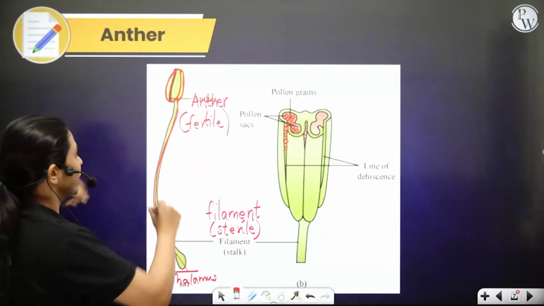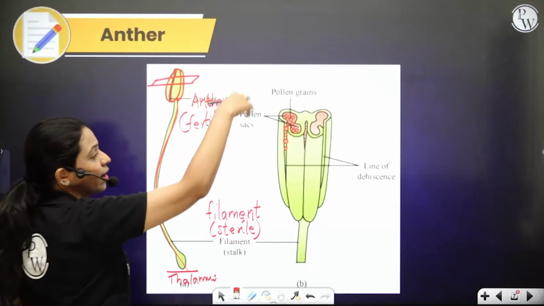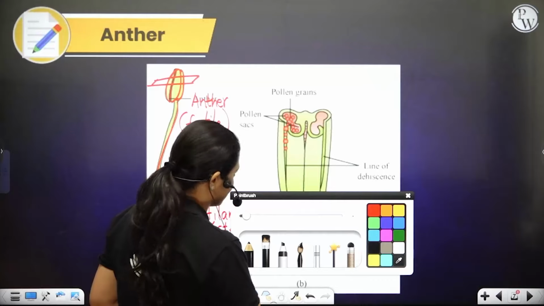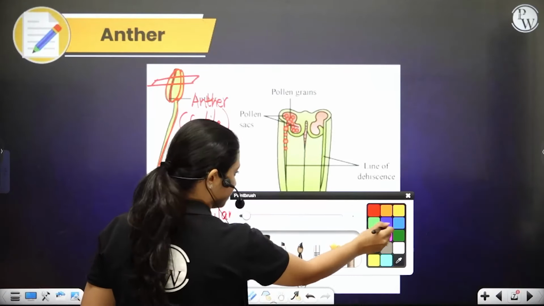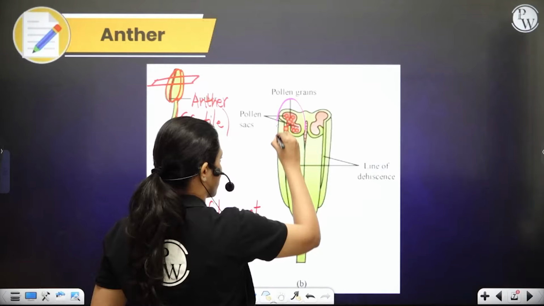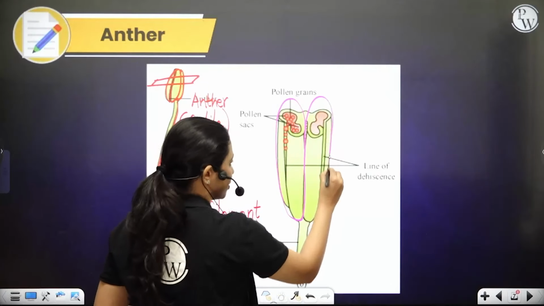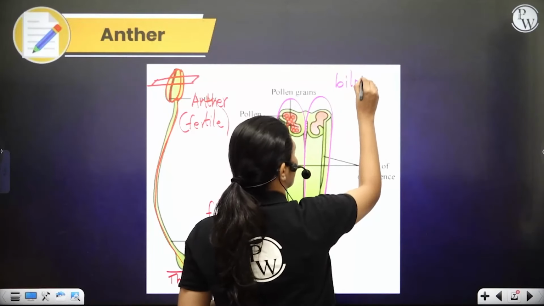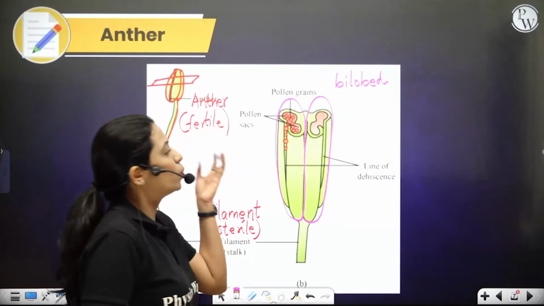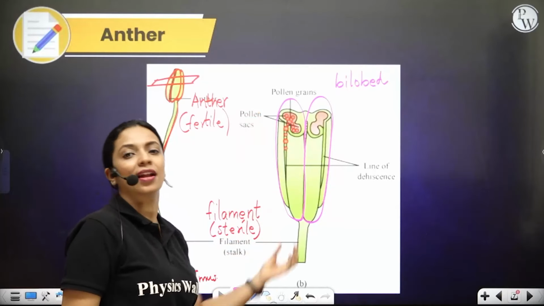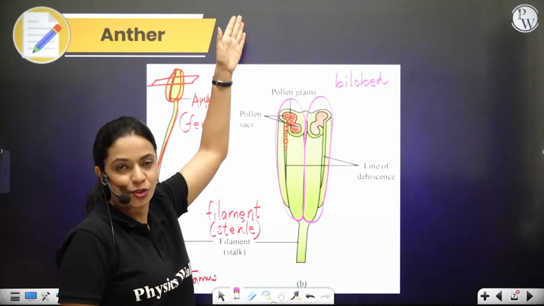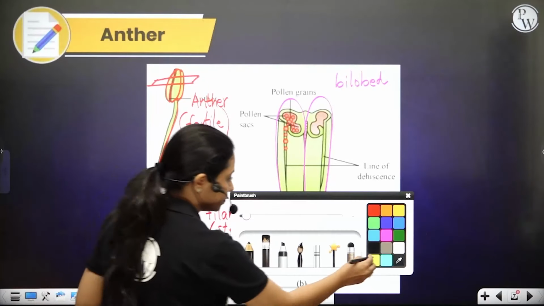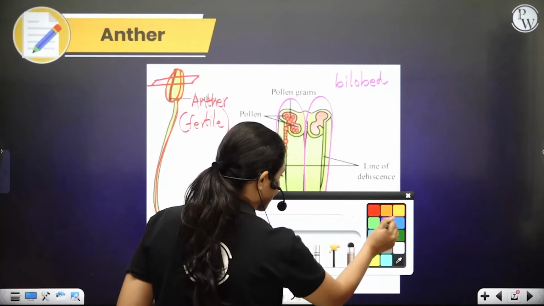Okay, so when you take a section of this anther and look at it from above, here's what it's going to look like. Each anther will have two lobes. Here is the first lobe, this is one lobe and here you have the other lobe. Since the anther has two lobes, we say that it is bilobed. Bi means two, right? Within each lobe, you can find two cavities that are running vertically throughout the length of the anther. We call them pollen sacs.